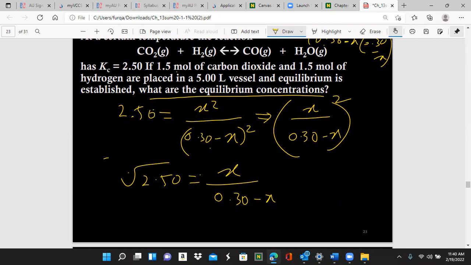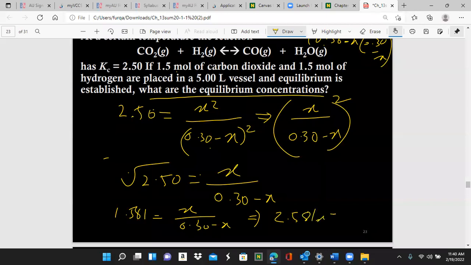Once that is the situation, it turns out to be 1.581 equals x over 0.30 minus x, and that means 2.581x equals 0.4743. Eventually, the value of x is equal to 0.1840 molar.